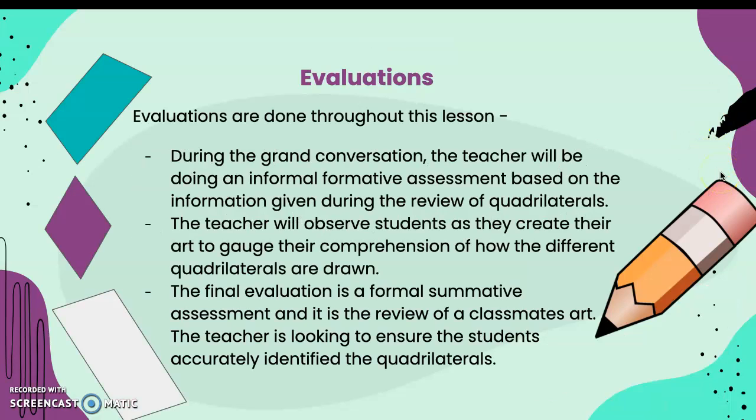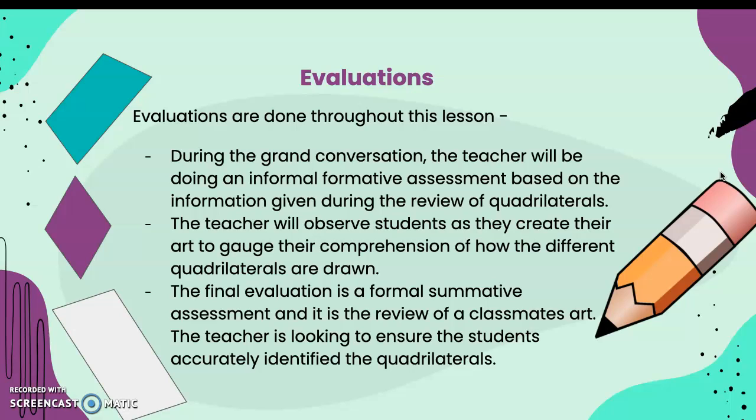That's one of the evaluations that I'm doing, and I'll go ahead and start with that one since I just talked about it. That one is the formal summative assessment. Because it is written down and it is going to tell us if they can accurately classify quadrilaterals. The first evaluation, though, that we do is during the grand conversation. The teacher is observing through informal assessment if students are giving the correct answers, if they're describing the shapes accurately, if they're participating at all.